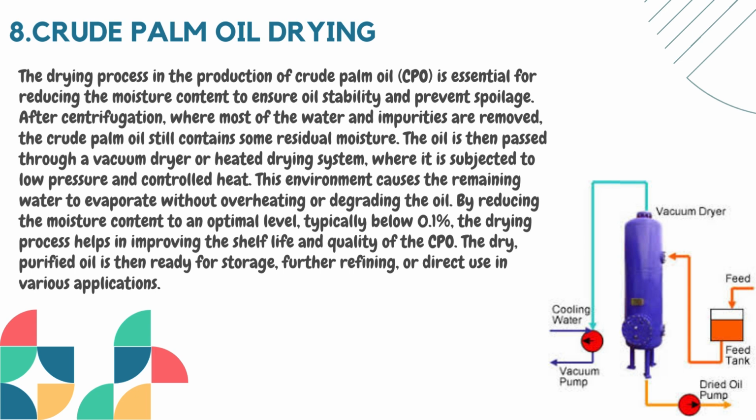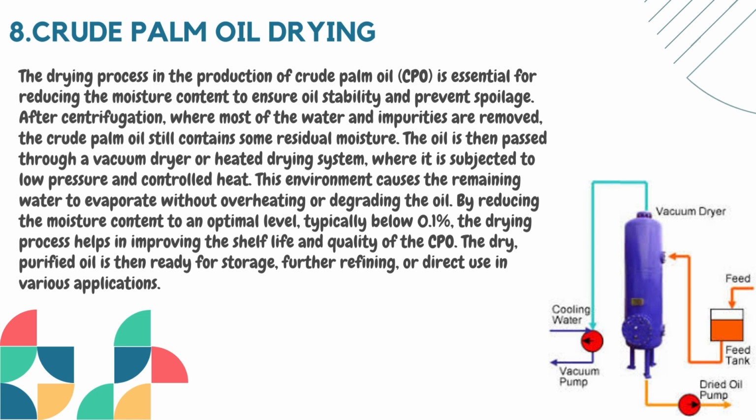Then, crude palm oil drying. The drying process in the production of crude palm oil (CPO) is essential for reducing the moisture content to ensure oil stability and prevent spoilage. After centrifugation, where most of the water and impurities are removed, the crude palm oil still contains some residual moisture. The oil is then passed to a vacuum dryer or heated drying system where it is subjected to low pressure and controlled heat. This environment causes the remaining water to evaporate without overheating or degrading the oil.